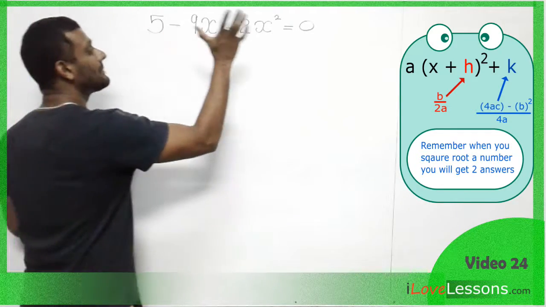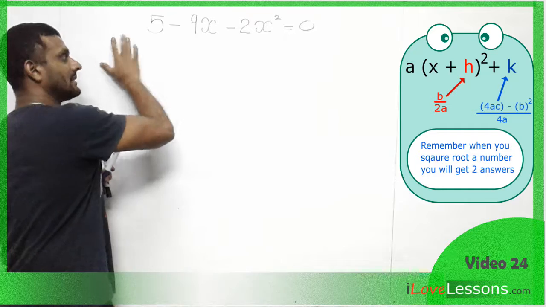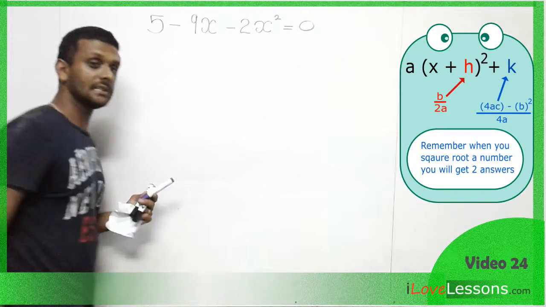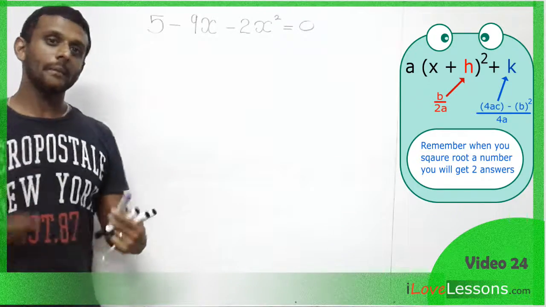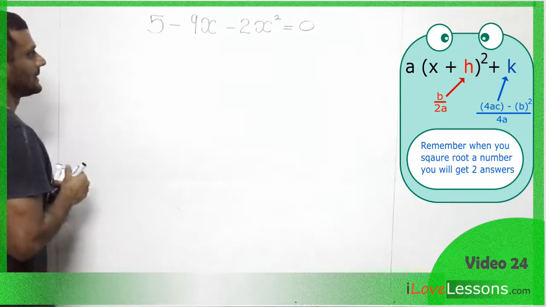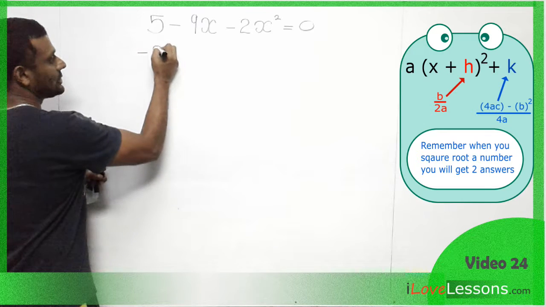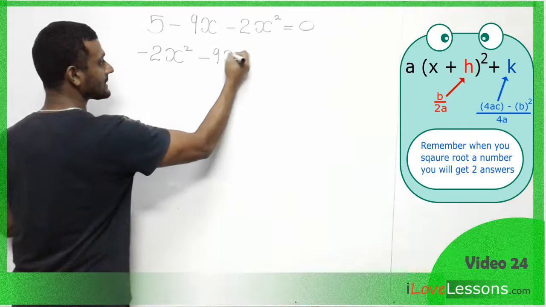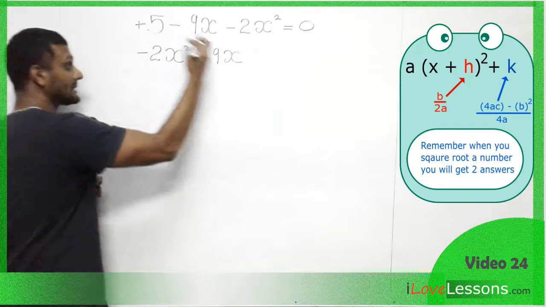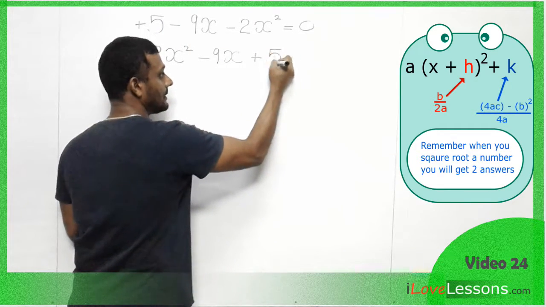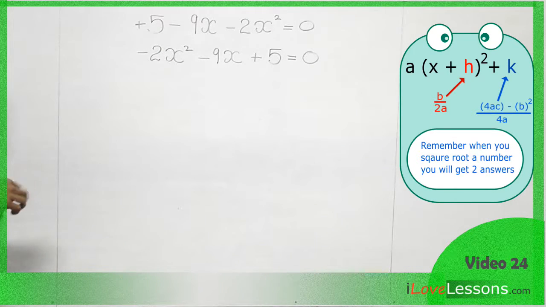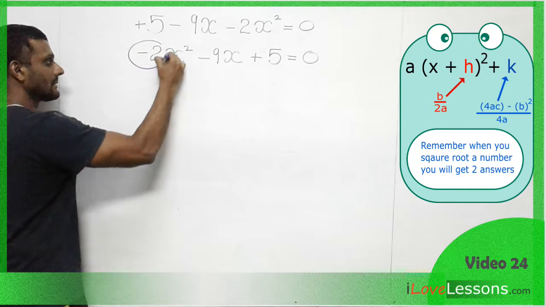I like my x squared to come first, my x's to come second, and my item without x to come third. So before I identify A, B, and C, I should probably rearrange this. I'm going to put the minus 2x squared first, then the minus 9x. And remember, this 5 is secretly positive, but I'm going to put it in here. So I've rearranged my quadratic. Now it's time to identify A, B, and C.